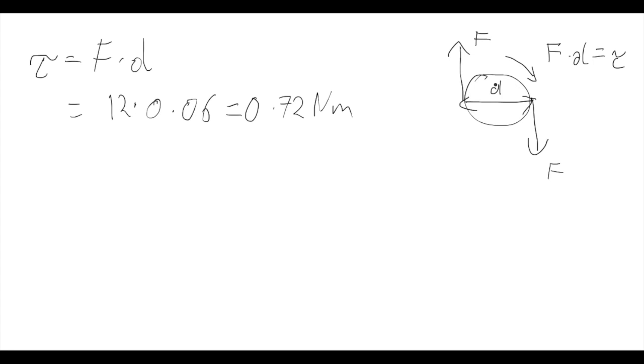The next part of the question is asking us to calculate the torque of two forces that are acting on a jar. The thing to recognize here is that the radius of a jar is only half of the distance between the two forces. So the radius of the jar is 0.03, so 2 times 0.03 is equal to 0.06. If we multiply force times the distance between the two forces, we get the torque for this particular situation to be equal to 0.72 Newton meters.